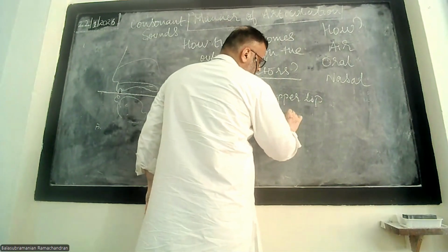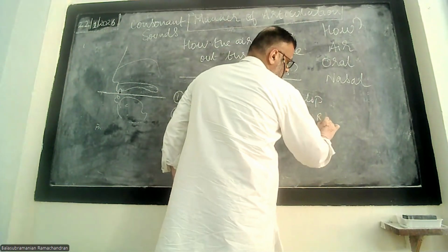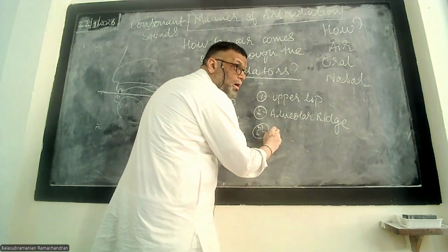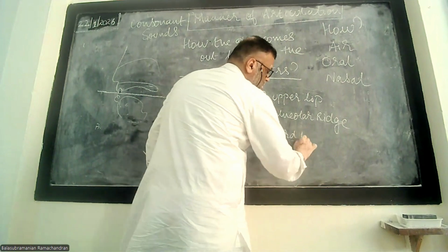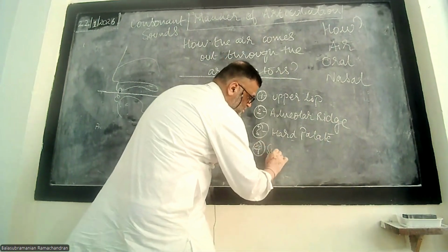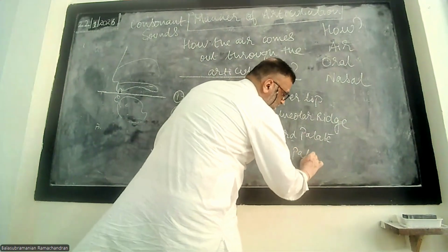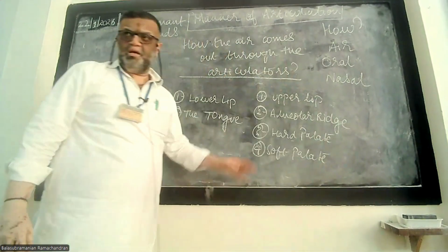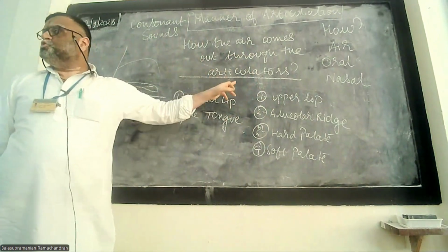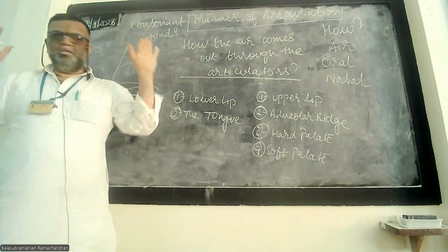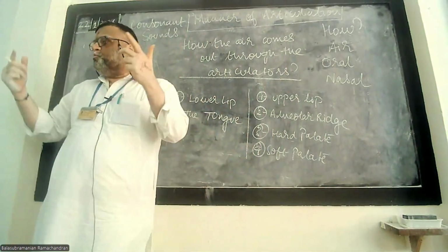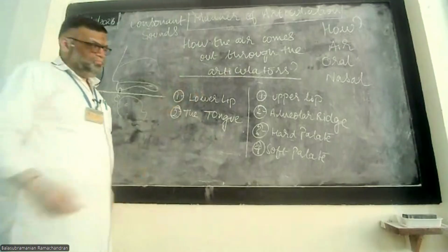and then we have the alveolar ridge, the hard palate, the soft palate. So essentially, these two sets are the major articulators involved in the production of speech sounds.